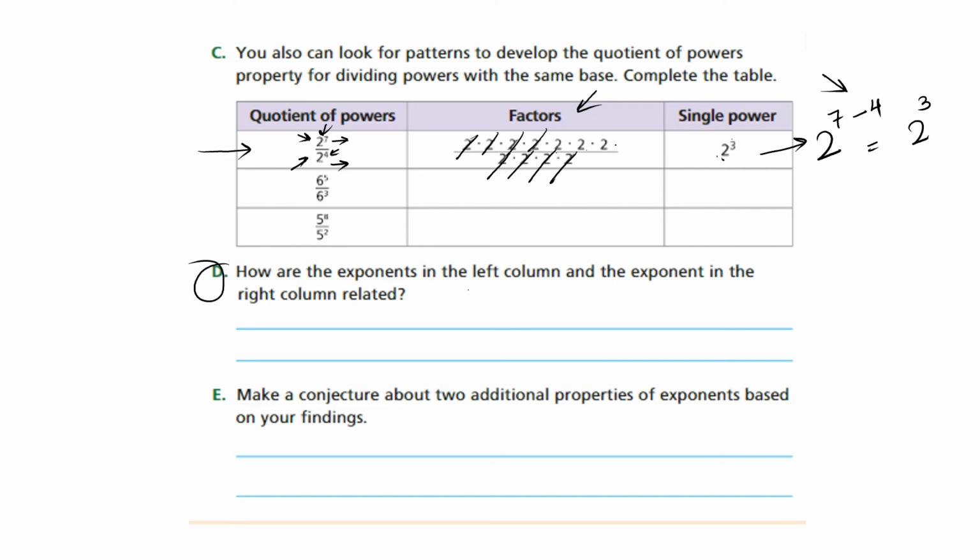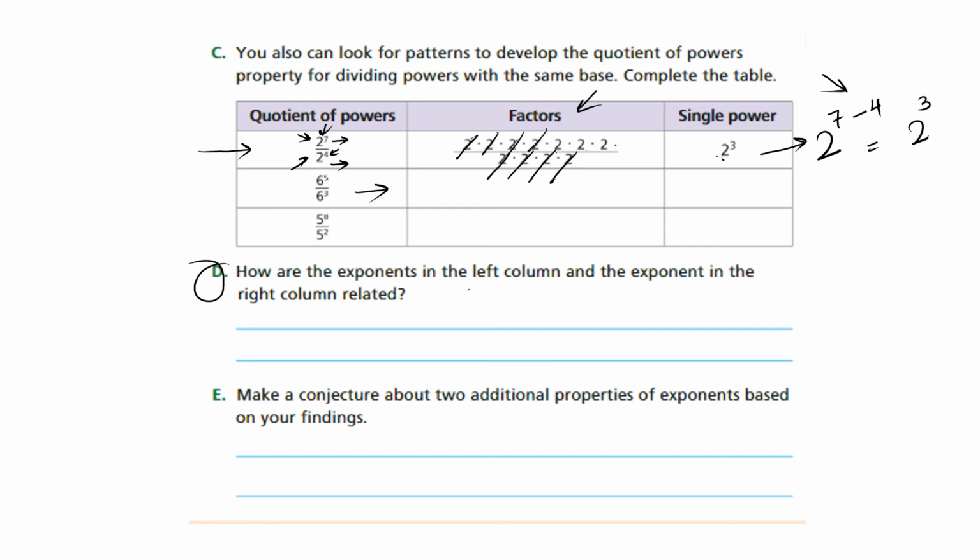Look at the D part. How are the exponents related in the right and the left column? Okay, so the difference of the exponents of the left column and the right column are the same. So when it is multiplying, you use the sum word, and when it is dividing, you will use the difference word.